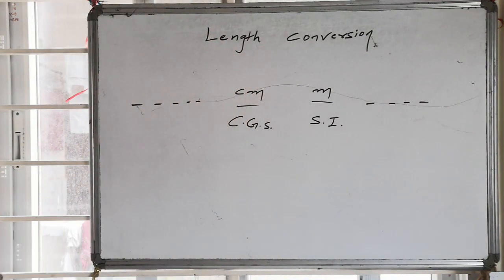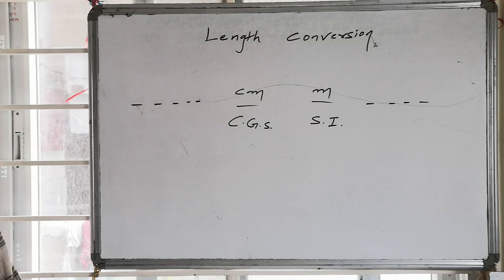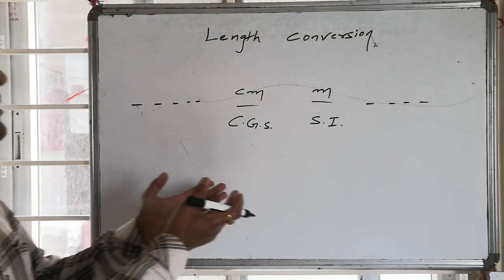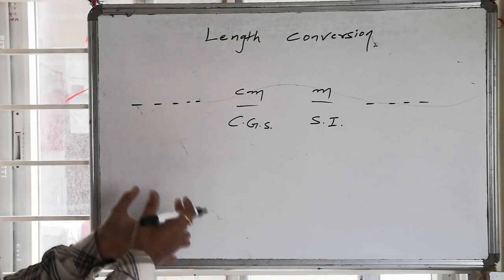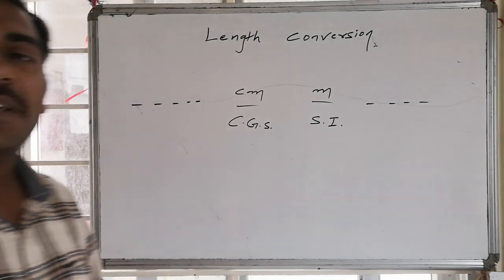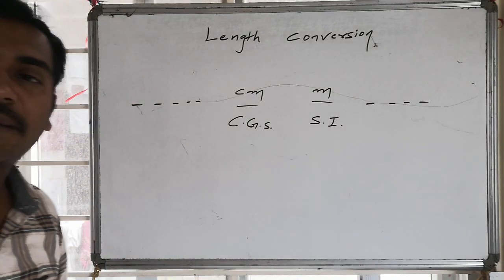If I take atoms as my references, length might be very small, and it might be very high if I take the distance between two places. Thus we have derived units which are smaller compared to the CGS system and the SI system, and also some higher units than the regular SI system of measurement, that is meter.